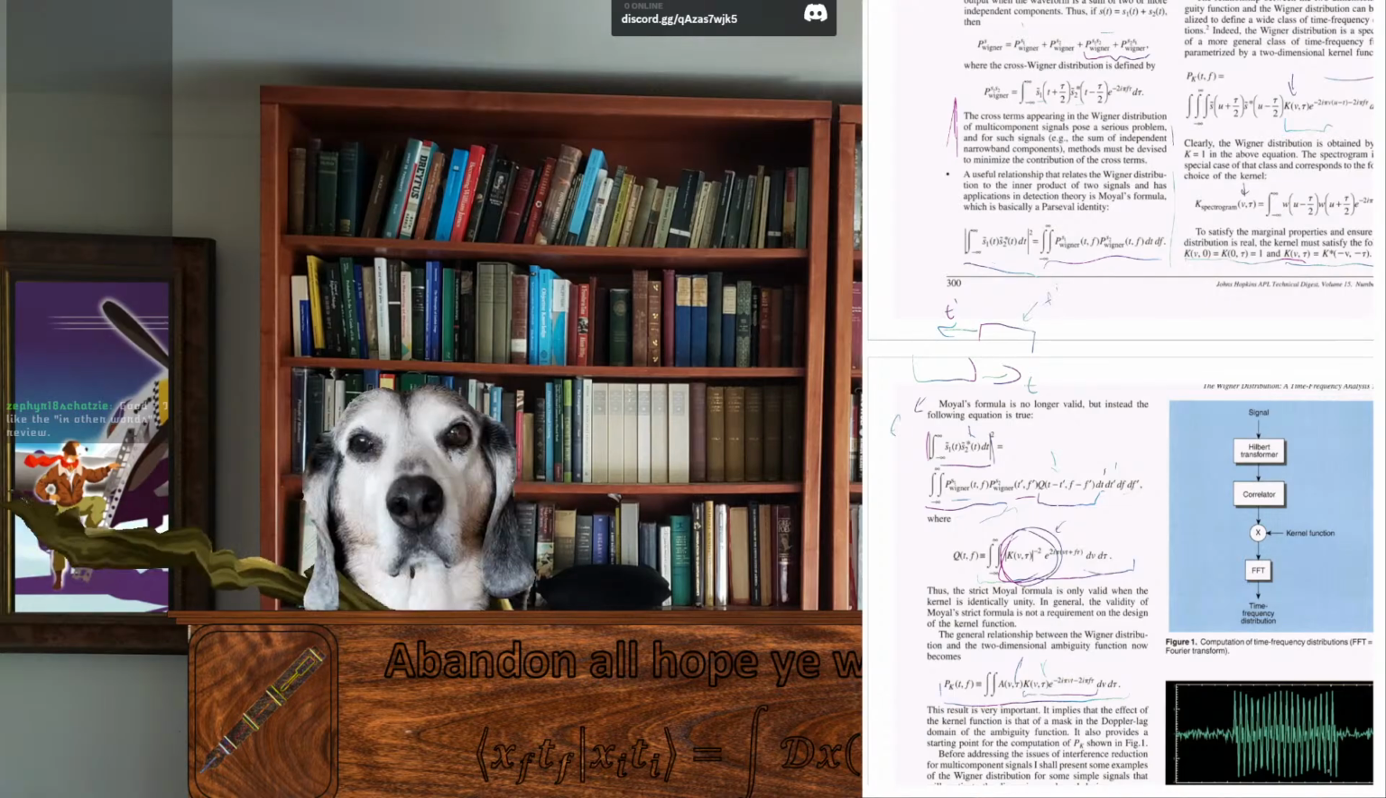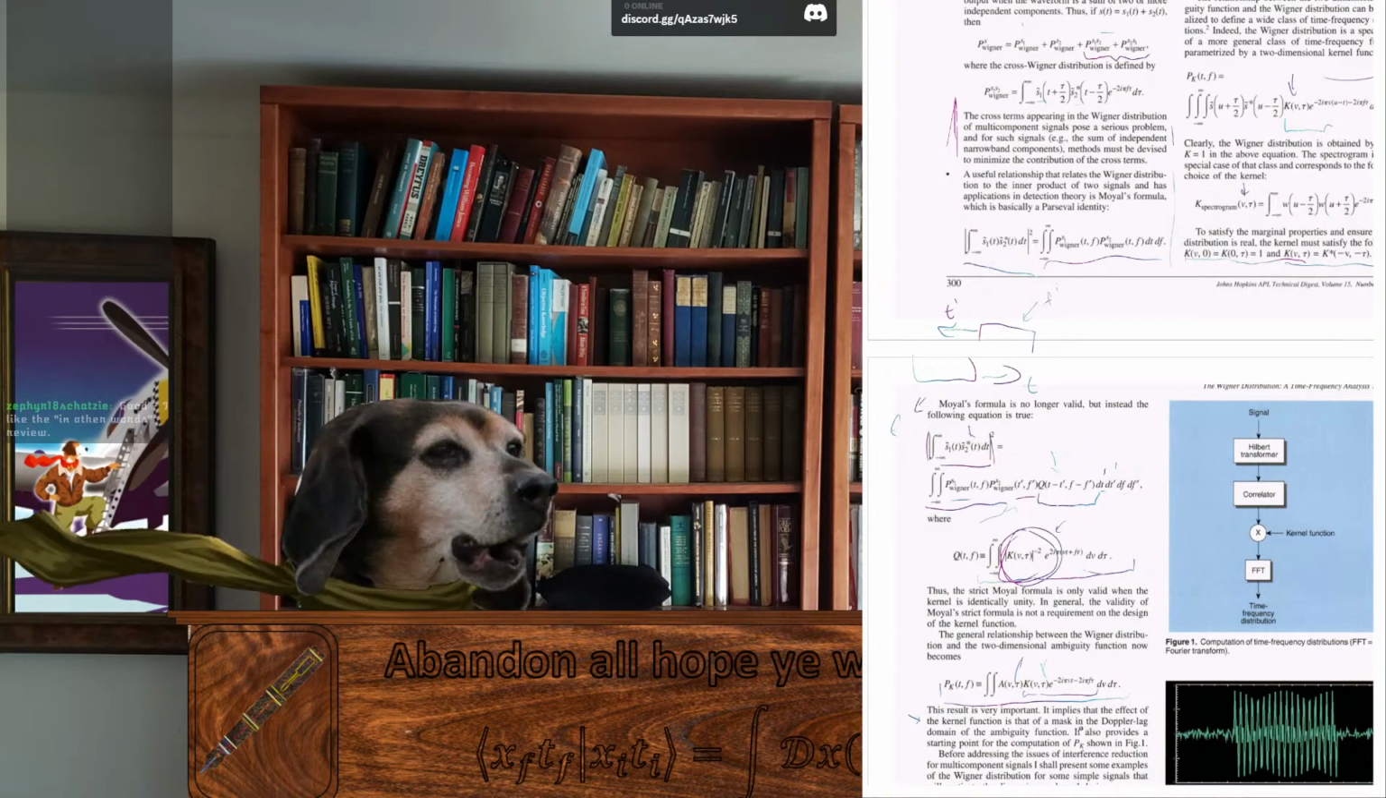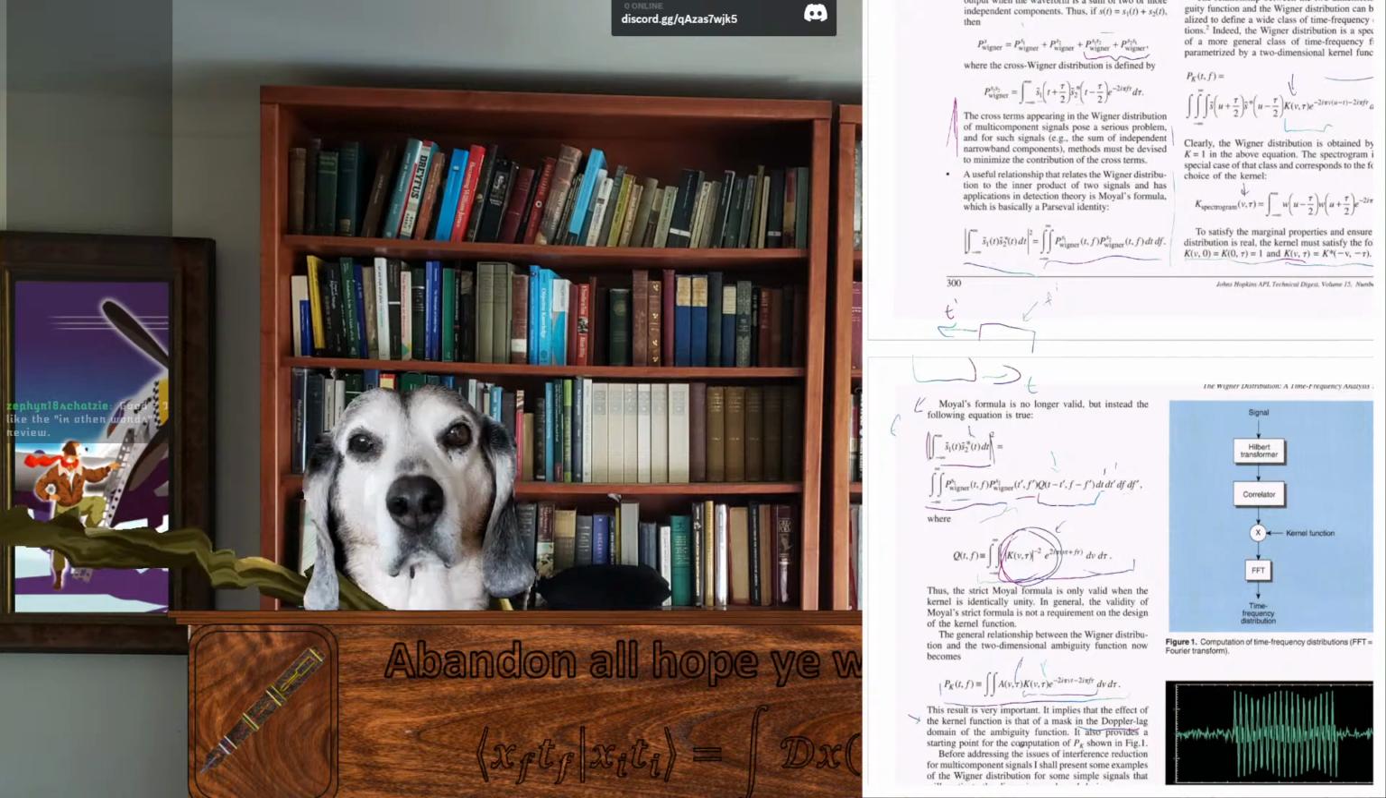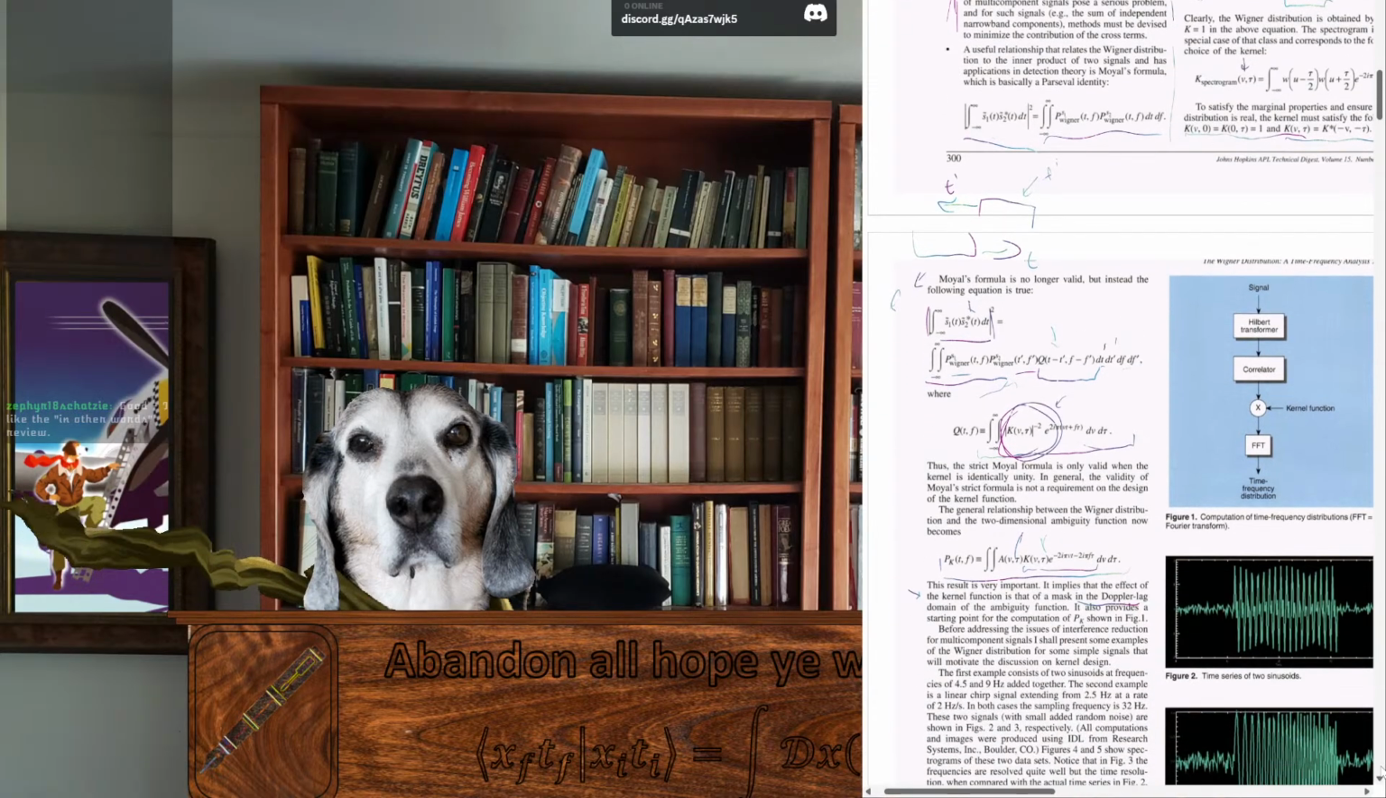The result is very important. It implies that the effect of the kernel function is that of a mask in the Doppler lag domain of the ambiguity function. Say it again: it implies the effect of the kernel function is that of a mask in the Doppler lag domain of the ambiguity function. It also provides a starting point for the computation of K shown in figure 1.